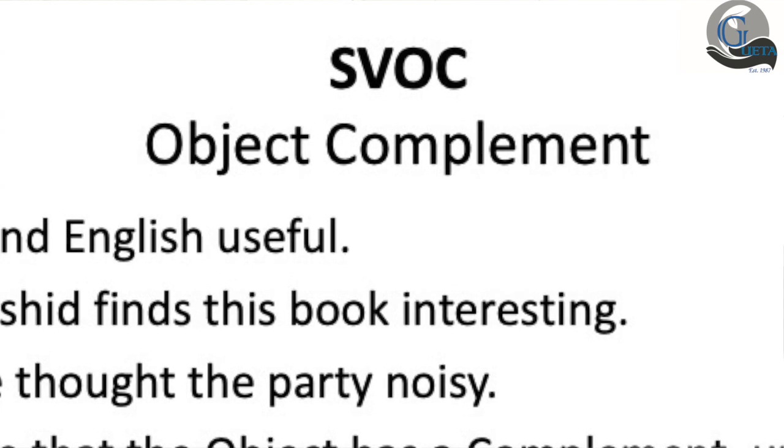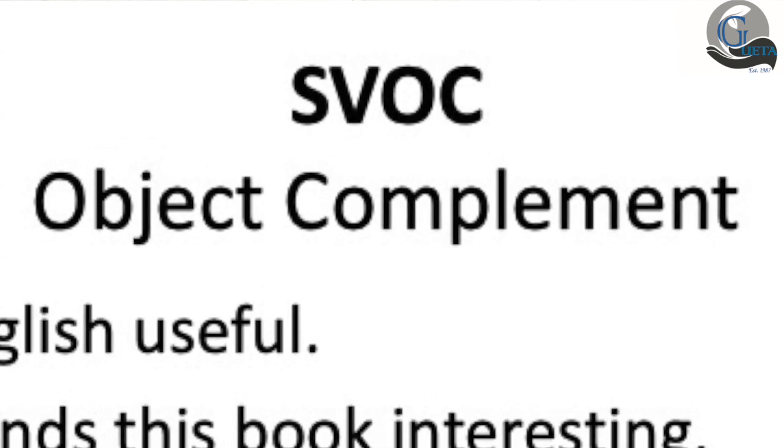And what does useful tell us? It tells us something about the object. That means it's a complement of the object. Unlike I am an Indian, where that Indian told us something about the subject, and therefore we called it SVC. This is an example of SVOC. What is it? Subject, verb, object, complement.